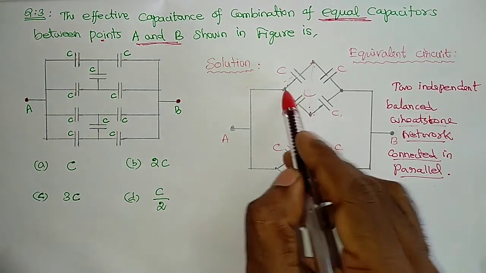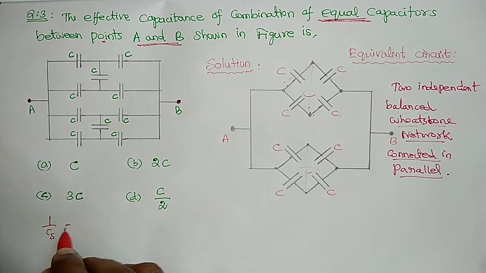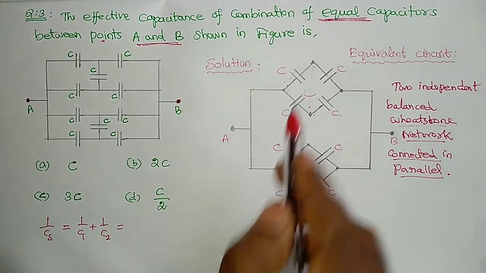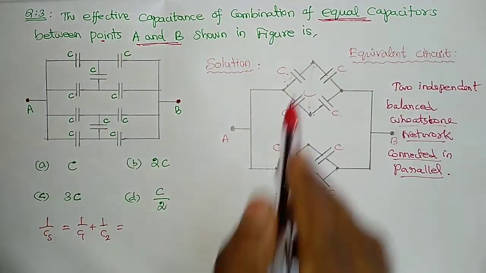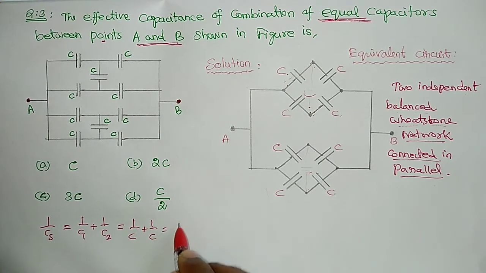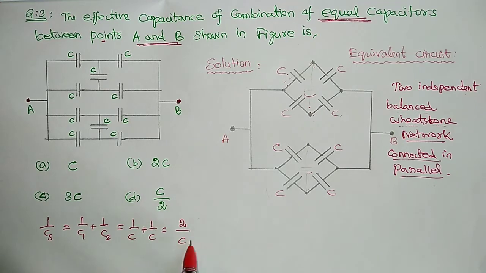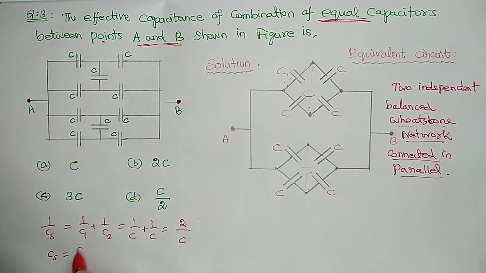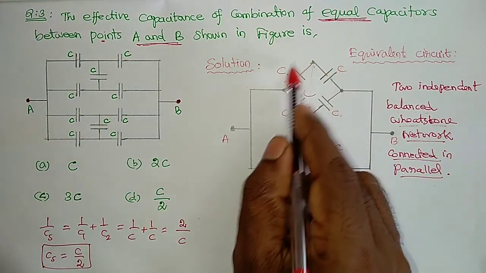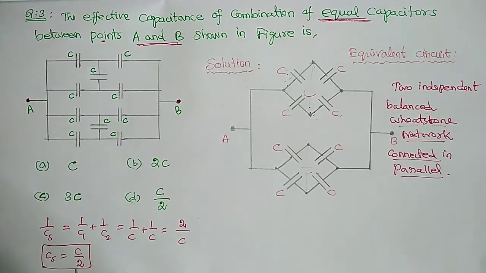For series combination we know the formula: 1 by Cs is equal to 1 by C1 plus 1 by C2. Here both are equal capacitance, so 1 by C plus 1 by C, which is simply 2 by C. So 1 by Cs equals 2 by C, and Cs equals C by 2. This is for these two in series connection. Similarly, this is also C by 2.